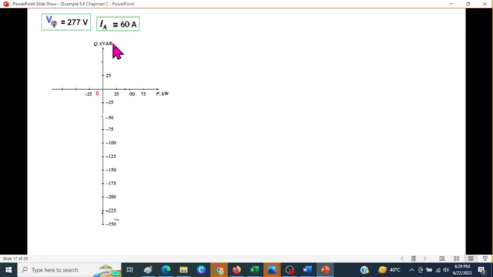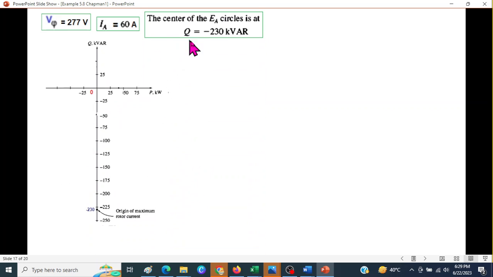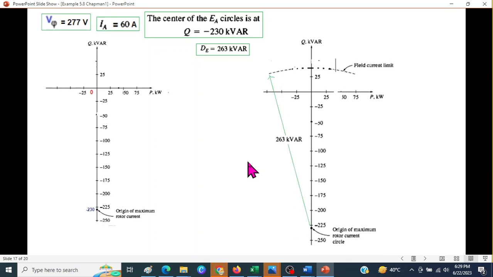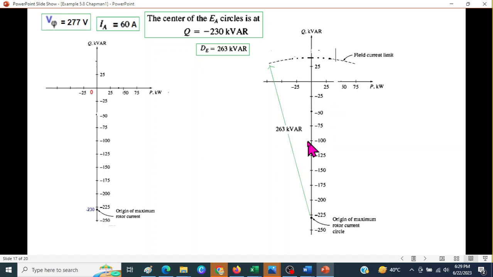Okay, now we take a frame for this graph, and we have gone up to about minus 250. Our Q is minus 230 kVAR. So we find a point here, minus 230. This is the origin point. And then we have also found DE, 263. So from here, we take a 263 kVAR radius and draw a circle. The circle will be something like this, with a 263 kVAR radius.